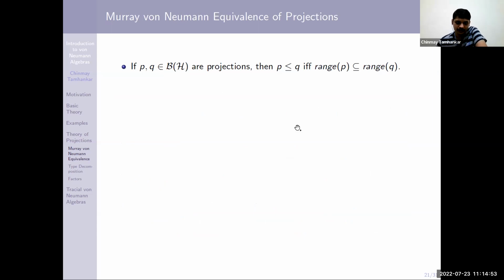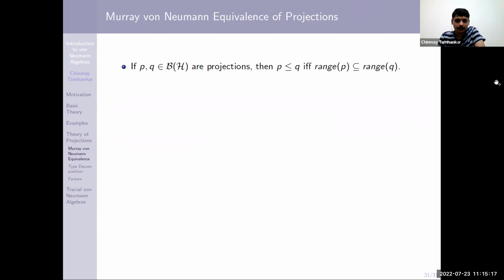So first of all, one remark to note is that if P and Q are projections, then P is less than or equal to Q. This less than or equal is in the sense of C star algebra, which means Q minus P is positive, if and only if the range of P is contained in the range of Q. So you can also think of it as a smaller projection being less than or equal to a bigger projection.